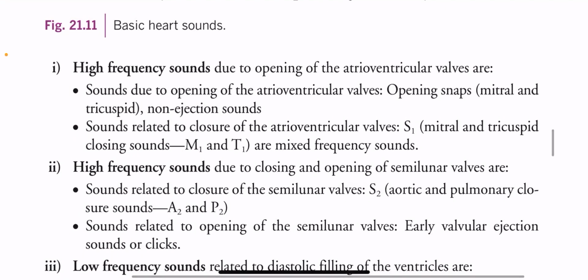Now, high frequency sounds due to opening of the atrioventricular valves are opening snaps, mitral and tricuspid non-ejection sounds. Sounds related to closure of the atrioventricular valves, first heart sound, mitral and tricuspid closing sounds M1, T1 are mixed frequency sounds.